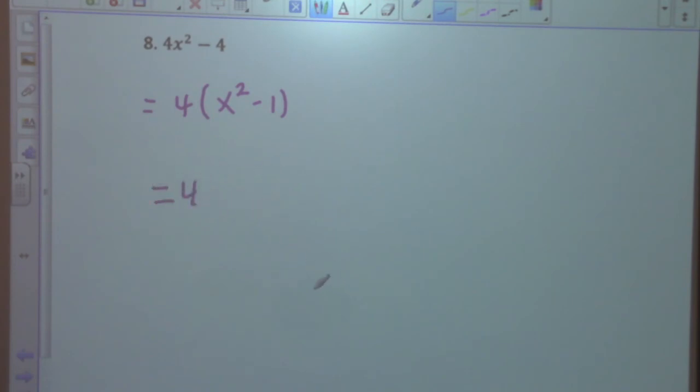Would it be 4 times x squared plus 1 and x squared minus 1 in parentheses? Or x plus 1 and x minus 1 in parentheses? Oh wait, I can take it, x plus 1 and x minus 1. Yep, told you. Good. So it was double parentheses, wasn't it? Indeed.